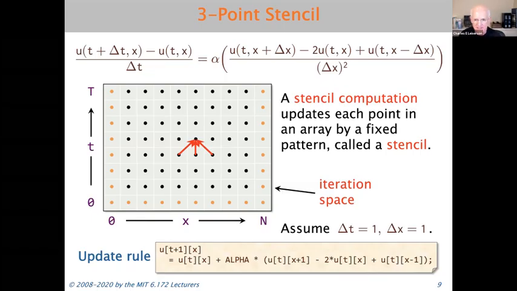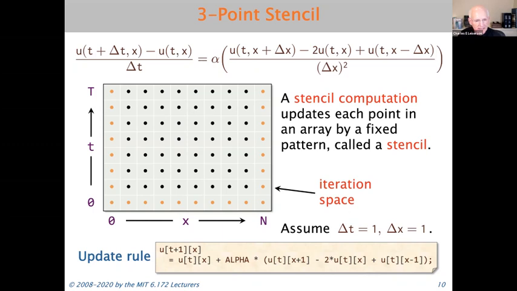And that's our stencil. So to compute the whole array is easy at this point. We just need a doubly nested loop. The outer loop is going to have index t, and the inner loop has index x. So we're going to go through all the x and then increment t, and then all the x and increment t, and so forth.